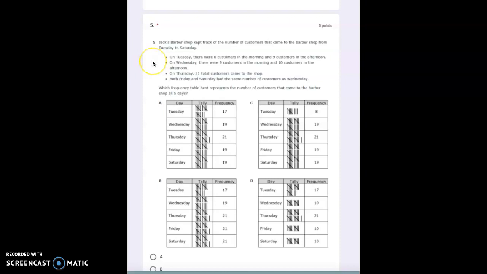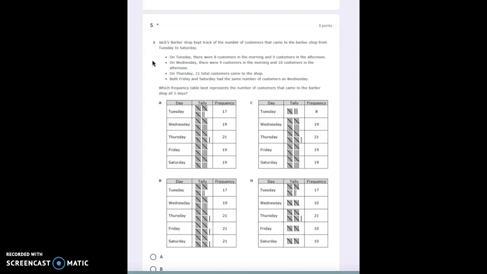Number 5. Jack's barbershop kept track of the number of customers that came to the barbershop from Tuesday to Saturday. On Tuesday, there were 8 customers in the morning and 9 customers in the afternoon. On Wednesday, there were 9 customers in the morning and 10 customers in the afternoon. On Thursday, 21 total customers came to the shop. Both Friday and Saturday had the same number of customers as Wednesday. So Friday and Saturday will be the same as Wednesday.